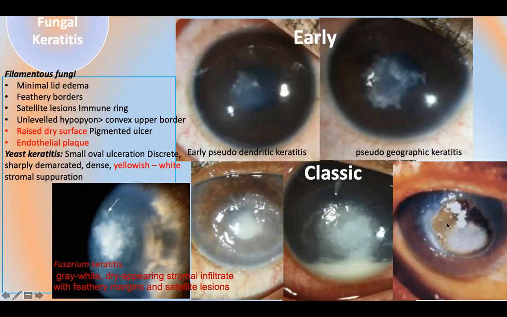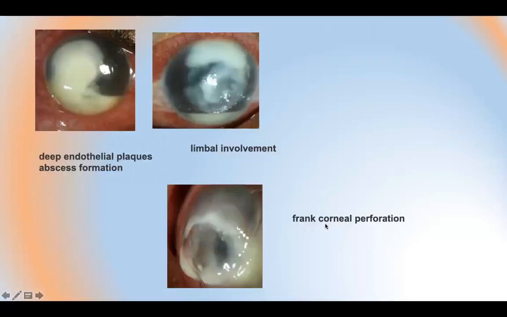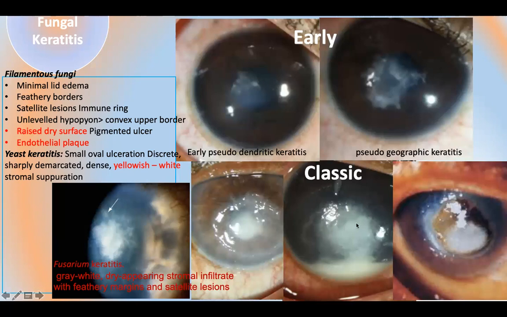Also, sometimes it presents with this picture, a pigmented ulcer, and always the ulcer will be raised. It will not be flat, and this whitish color tends to be yellow, not grayish. Okay.